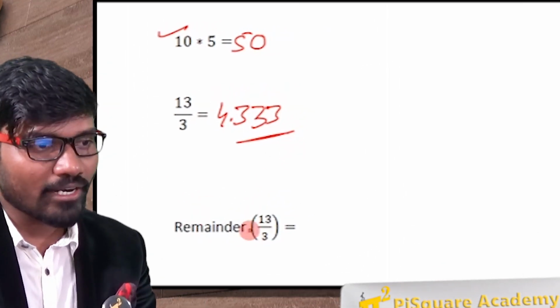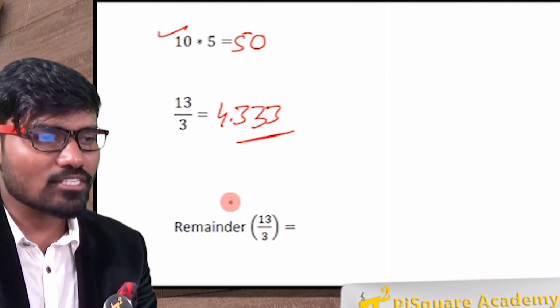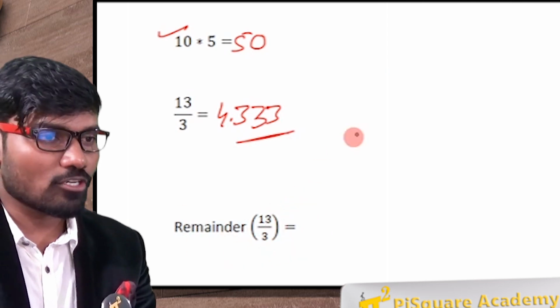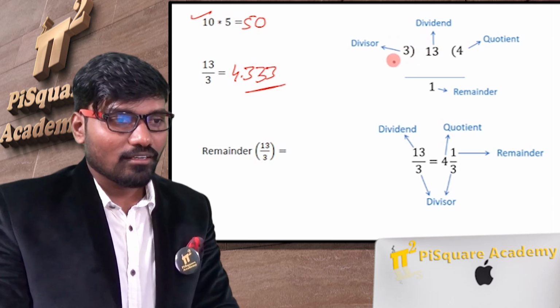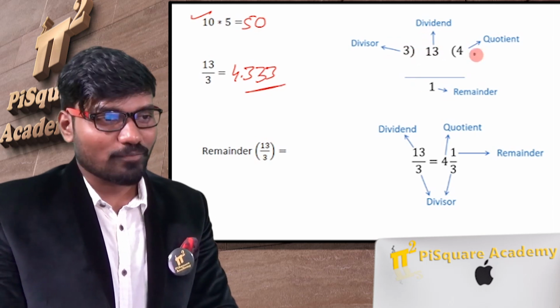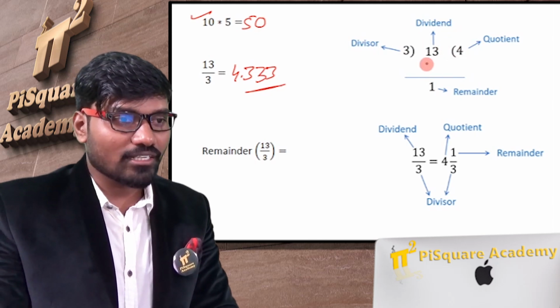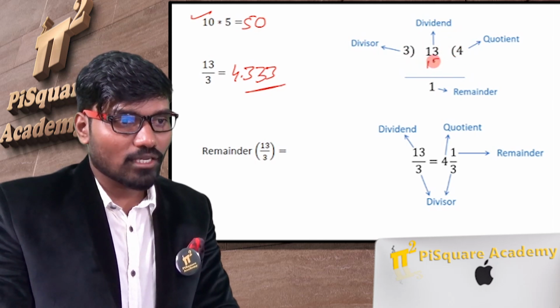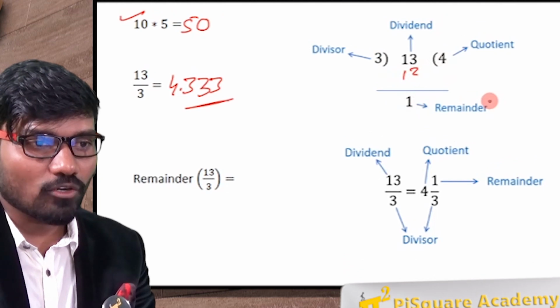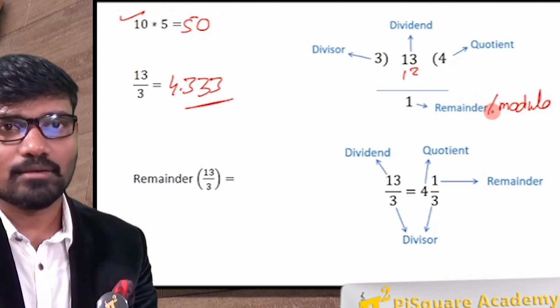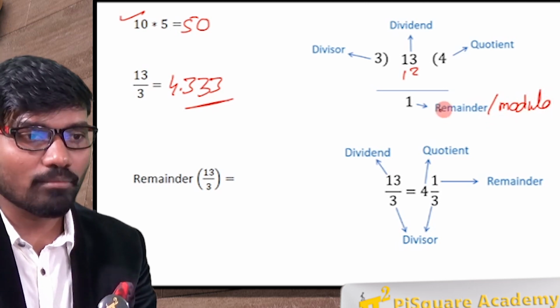Now the next one, the remainder of 13 by 3. Now let's go to basic mathematics. Okay, division operation. 13 by 3. This is how I used to do it in my childhood. 3 is the divisor, 13 the dividend, and the quotient here, 3 4s are 12. The remainder is 1. You can call it the remainder or modulo. Both are the same. Or sometimes people call it residue. Okay, all mean the same.